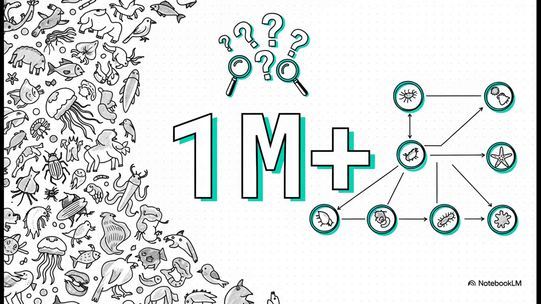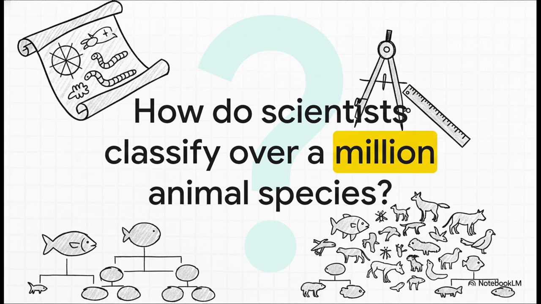And just to give you an idea of the scale we're talking about, scientists have already described over 1 million different animal species. And that number just keeps going up. Without some kind of system, it would be total chaos. That's why having a way to classify everything is absolutely crucial. So what's the secret? How do they do it?